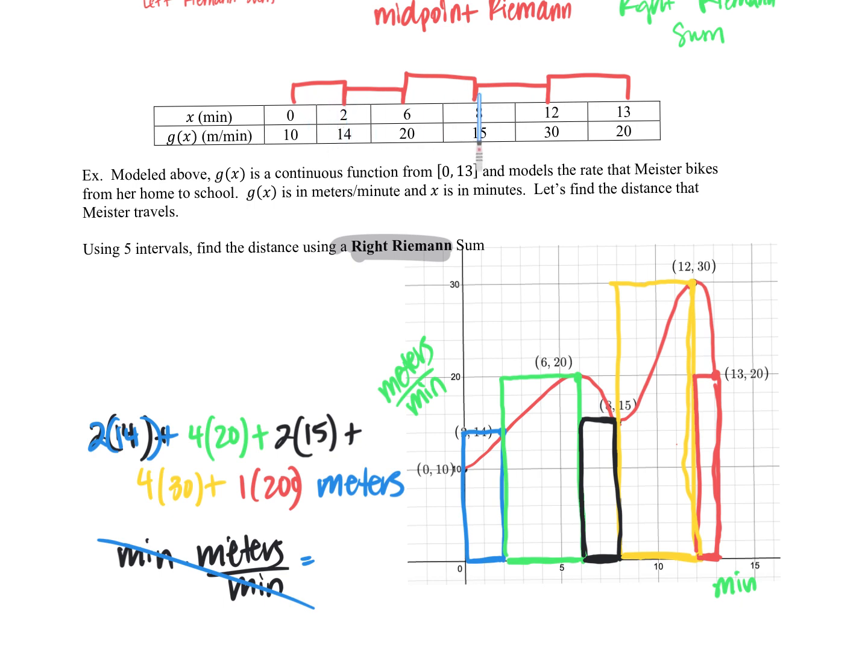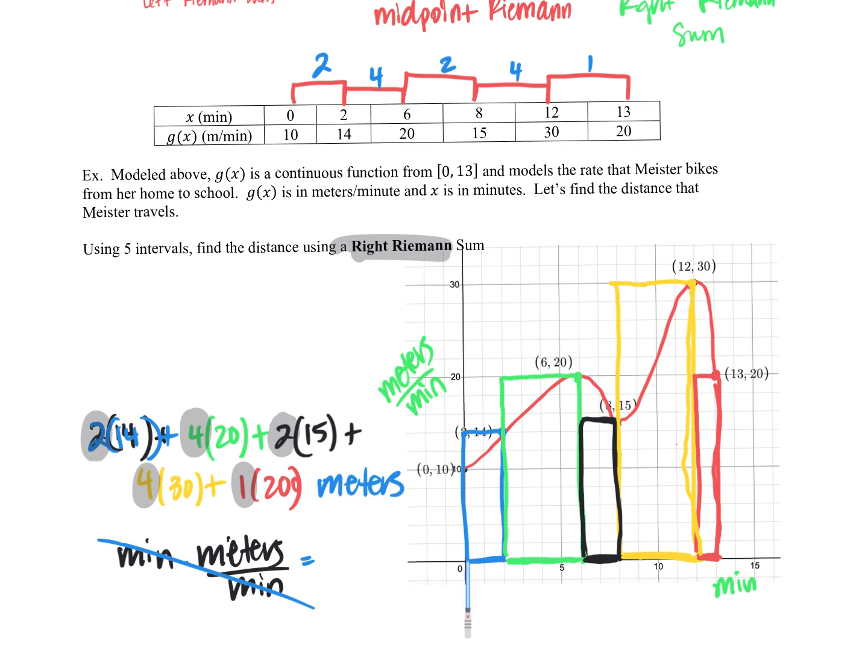Let's look up here. Do you agree my bases 2, 4, 2, 4, 1 came from the distance on the x-axis? Yeah. What's the distance between 0 and 2? 2. What about between 2 and 4? 2 and 6? 4. 6 and 8? 8 and 12? 12 and 13. Those numbers came from the distance on my x-axis. Whoops, let me highlight that guy too. Right? This is what I want you to pay attention to. Put your phone away, please.